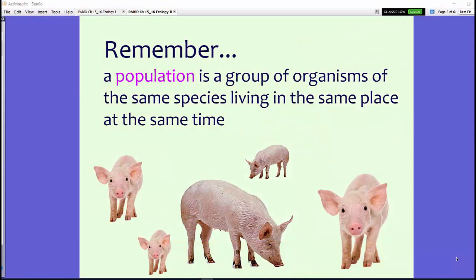In this video, we are going to talk about populations. Just as a little reminder, a population is a group of organisms of the same species living in the same place at the same time. So here again, we have those delicious looking pigs, and these particular pigs are a representative of a population: same species living in the same place at the same time.